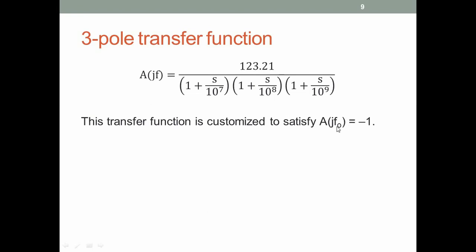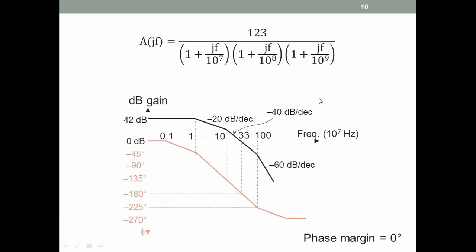It satisfies the condition that at some frequency f0, which is not of relevance to us, this achieves a condition of minus 1, and so this will oscillate. So let's look at the Bode plot of this, and then we'll discuss this a little more. So 123 again is about 42 dB. It has three poles. So let us draw the Bode plot.